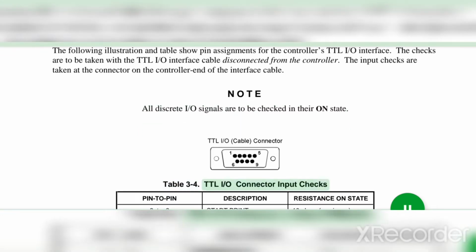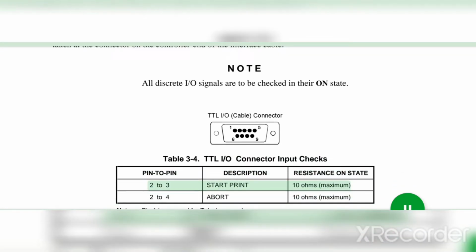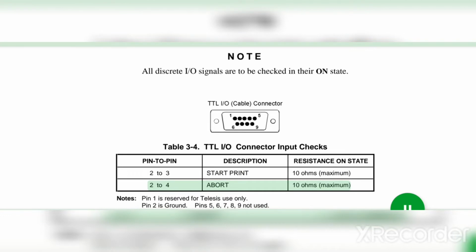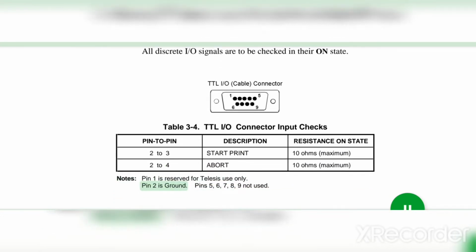Table 3-4. TTL/O connector input checks. Pin 2, pin description, resistance on state. 2-3 start print, 10 ohms maximum. 2-4 abort, 10 ohms maximum. Notes: pin 1 is reserved for Telesis use only. Pin 2 is ground. Pins 5, 6, 7, 8, 9 not used.